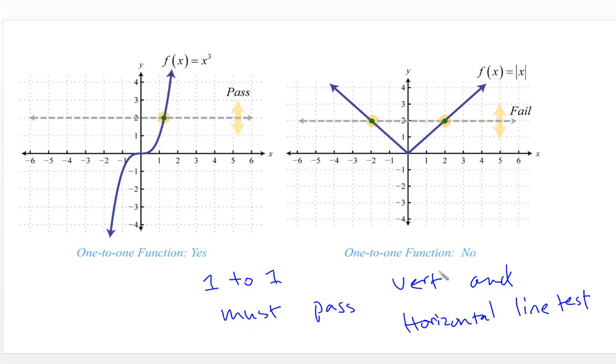If it passes vertical, it tells you it's a function. If it passes the horizontal line test also, then it tells you it's a function that's one-to-one. And what does it mean if it's one-to-one? That means that it has an inverse, because not all functions have inverses.